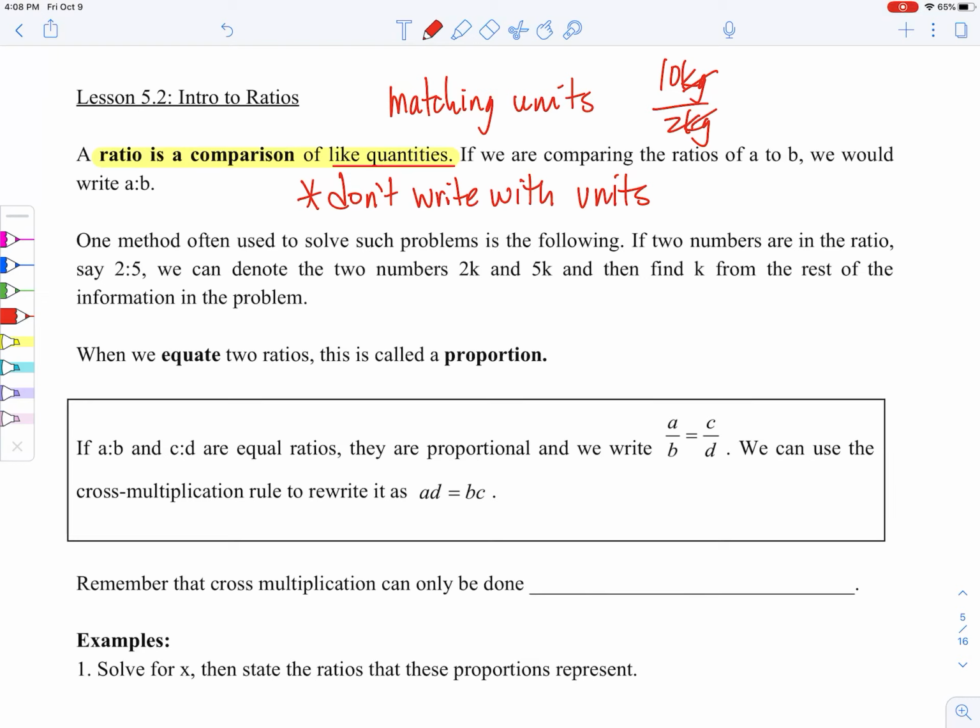So we can write them using the colon. A to B, we would pronounce as A to B. We're going to use the colon. And one method often used to solve such problems is to use a scaling factor. And we're going to be using the letter K for that. And I'll do a couple of examples in the lesson.